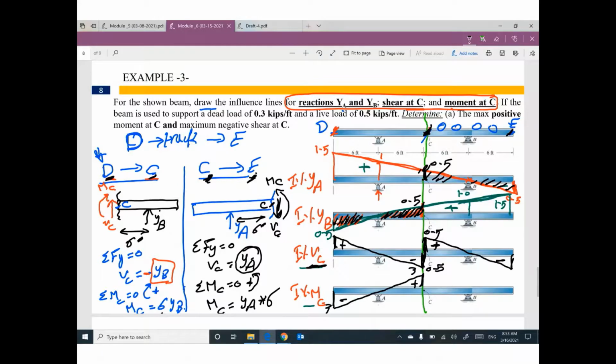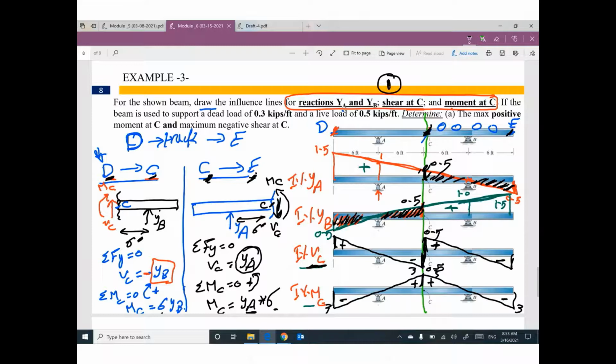From C to E, I'm looking for YA times 6. Here is YA times 6, it will be like this, 3 and 3. The positive will remain positive, the negative will remain negative. Here is the influence line for MC. So the first part of this problem, we needed to draw the influence line for reactions, the influence line for shear at C, and the influence line for moment at C. I am done, and we covered this example one time before.